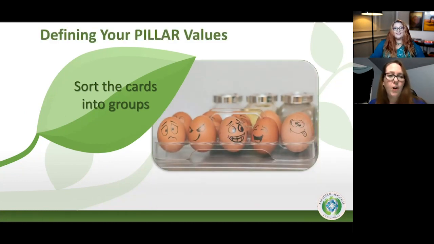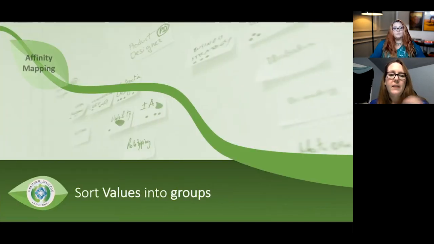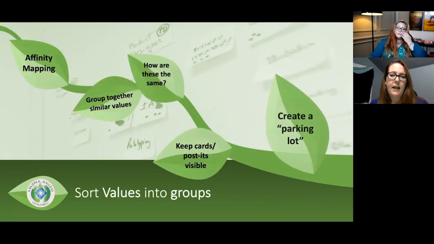So to start defining those pillar values, you first need to start organizing them. So we're going to do this process called affinity mapping to sort the cards into groups. This affinity mapping process allows you to group together similar values. So what I want you to do is to get all of your Post-its or cards out so that they're visible as much as possible.